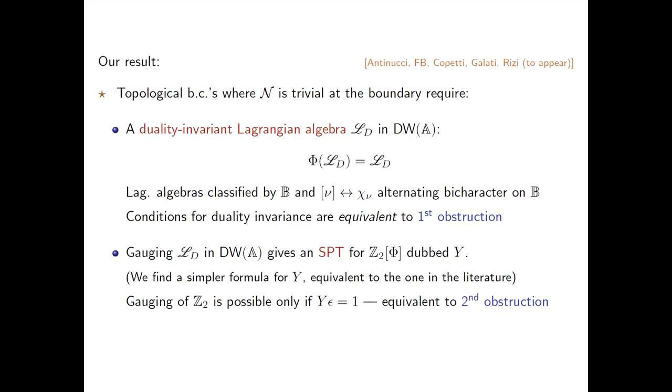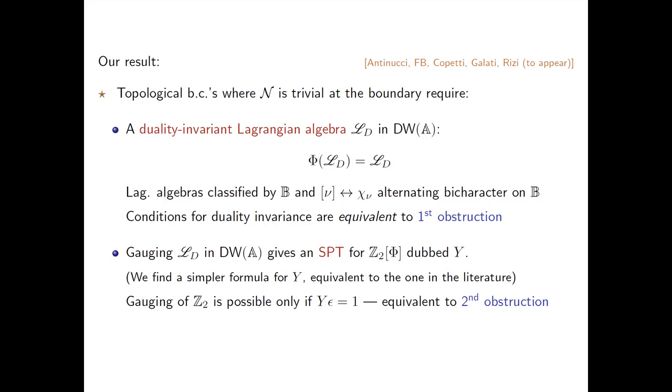Now, if this Lagrangian algebra, which is duality invariant, exists, one can gauge it. Since this is Lagrangian, the Dijkgraaf-Witten theory becomes completely trivial. However, since it is invariant under the Z2, what we get is an SPT for Z2 that we should gauge. But of course, we can gauge it only if this SPT is trivial. Otherwise, there is an anomaly. And one should compute the SPT phase that you obtain from this gauging, that I will call Y. This has to be combined with the epsilon, this Frobenius-Schur indicator that can be thought of as an SPT for Z2.